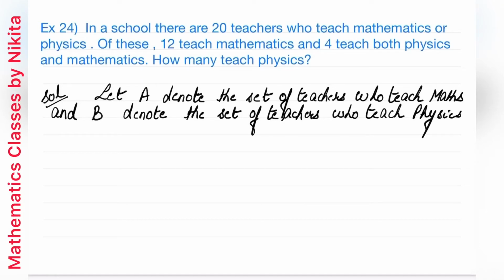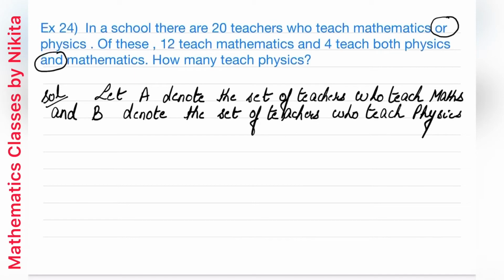Now just see one thing. In the statement of the problem you are getting some clue. The word 'or' gives you the clue that we are talking about the union. Okay, and the word 'both physics and', so the word 'and' is giving you the clue that we are talking about their intersection. Just keep this in mind. The language gives you the clue of whether it is union or intersection.